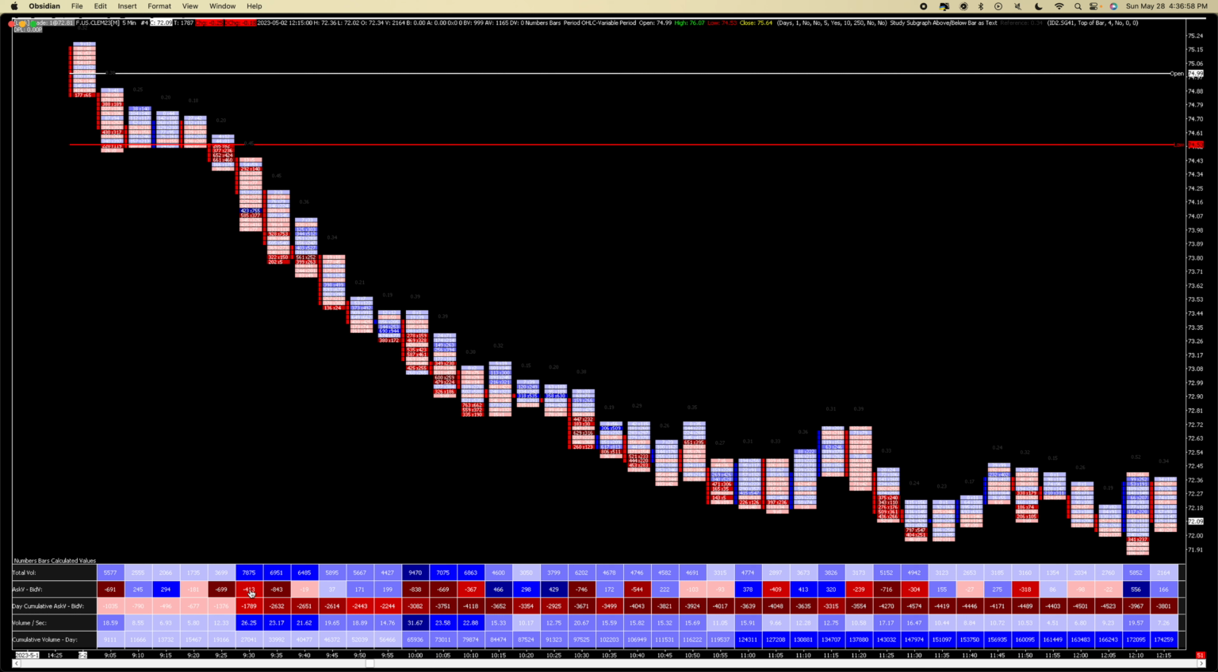413 is the delta for this 5-minute period. -843 over here, and then you can see how the cumulative delta is also becoming quite negative on the day. We continue to see this, and then we see 9,470 volume conducted here, penetrate the next candle's low.